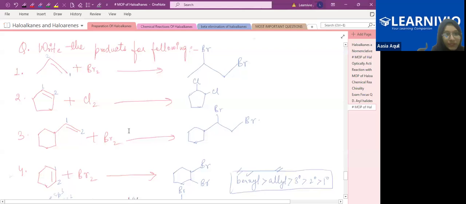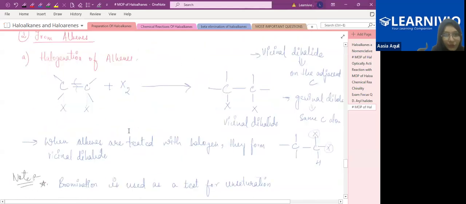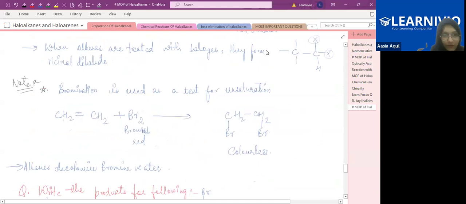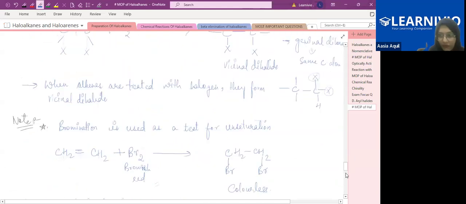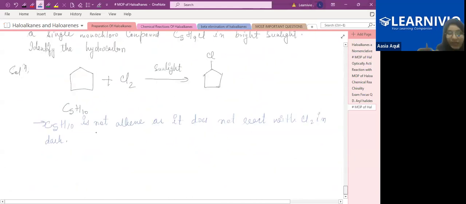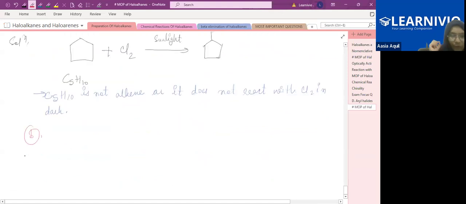So first was the halogenation of alkene, A part. Now the second preparative method from the alkene. It's again from the alkene. So write down the second one, hydrohalogenation of alkenes.